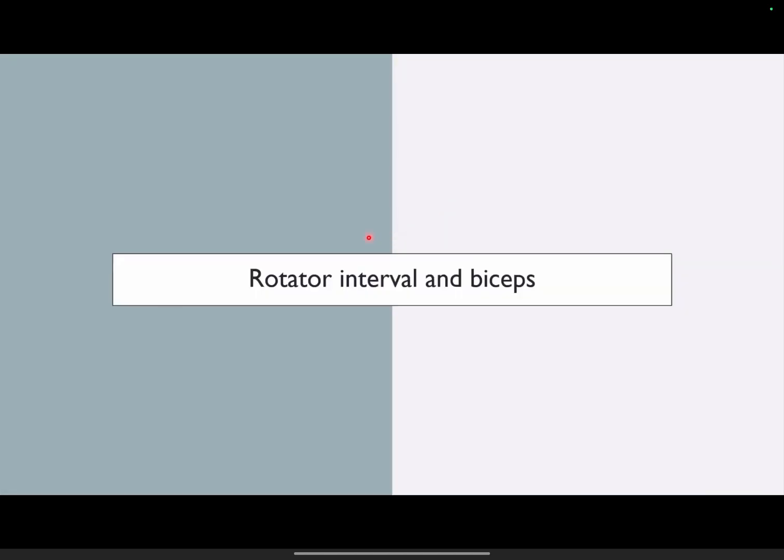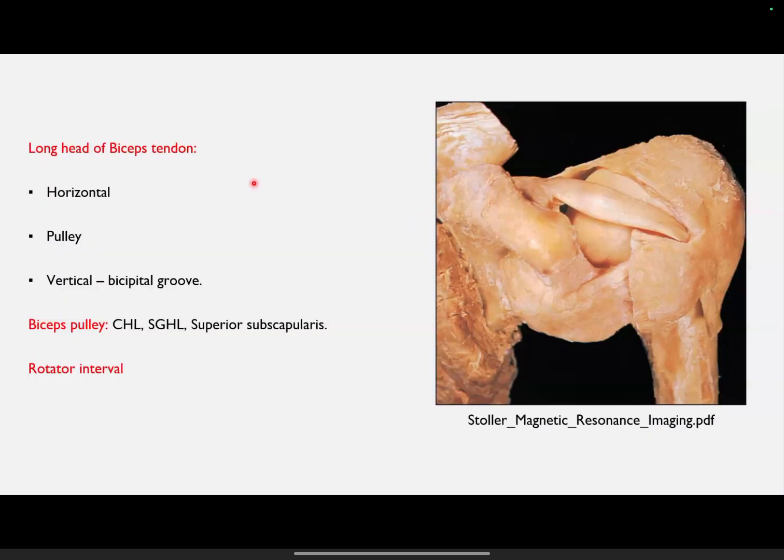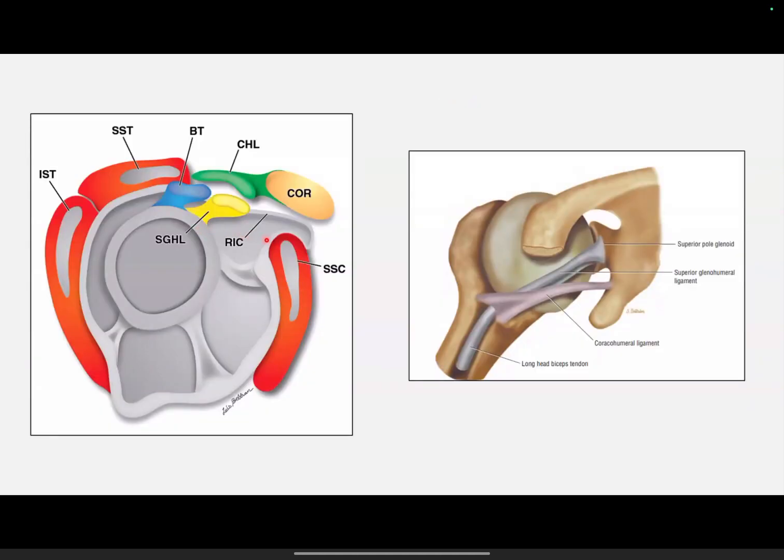Now we'll discuss the rotator interval and biceps. The biceps tendon has three components: the horizontal component, which is intra-articular and extra-synovial, then the biceps pulley, and then the vertical component, which is in the bicipital groove. The biceps pulley is formed by the coracohumeral ligament, superior glenohumeral ligament, and superior subscapularis tendon fibers, and the rotator interval. Basically, the rotator interval is a triangular space situated between the subscapularis and supraspinatus tendons. So we see here this triangular component, the rotator interval, in between the subscapularis and supraspinatus tendons.